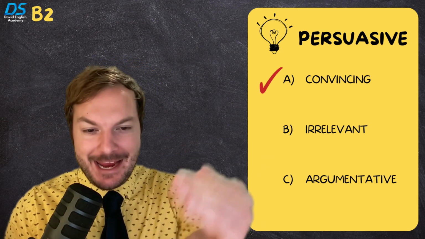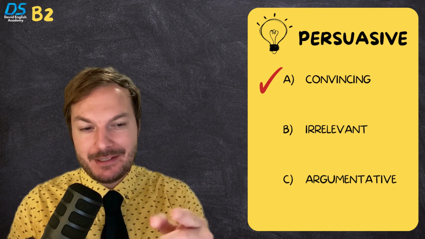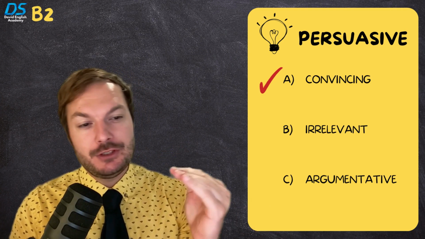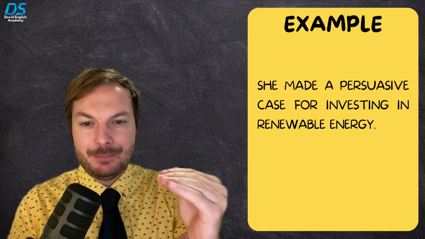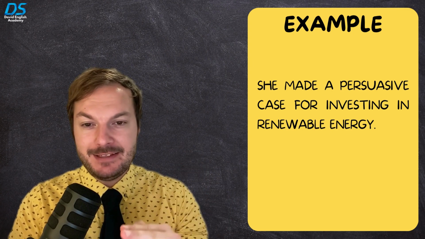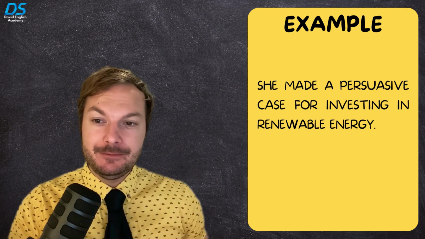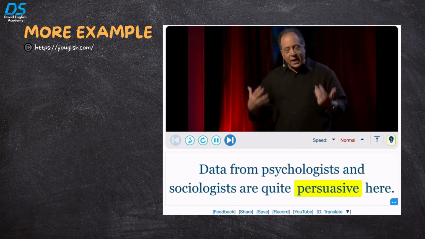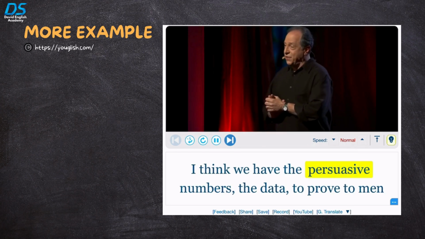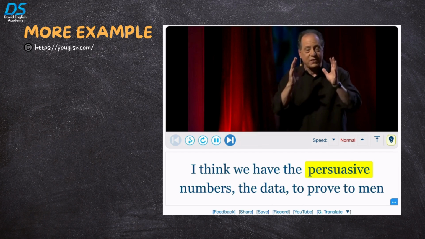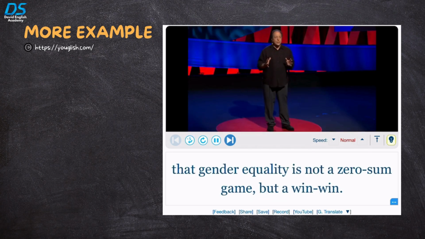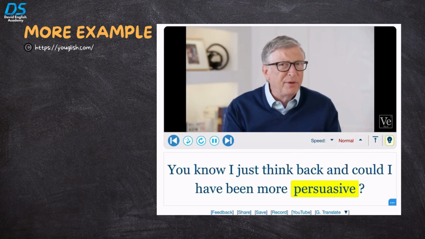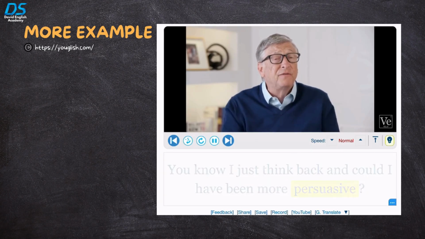The answer is A. Persuasive means convincing or able to change someone's mind. Example, she made a persuasive case for investing in renewable energy. Data from psychologists and sociologists are quite persuasive here. I think we have the persuasive numbers, the data to prove to men that gender equality is not a zero-sum game, but a win-win. You know, I just think back of, could I have been more persuasive?